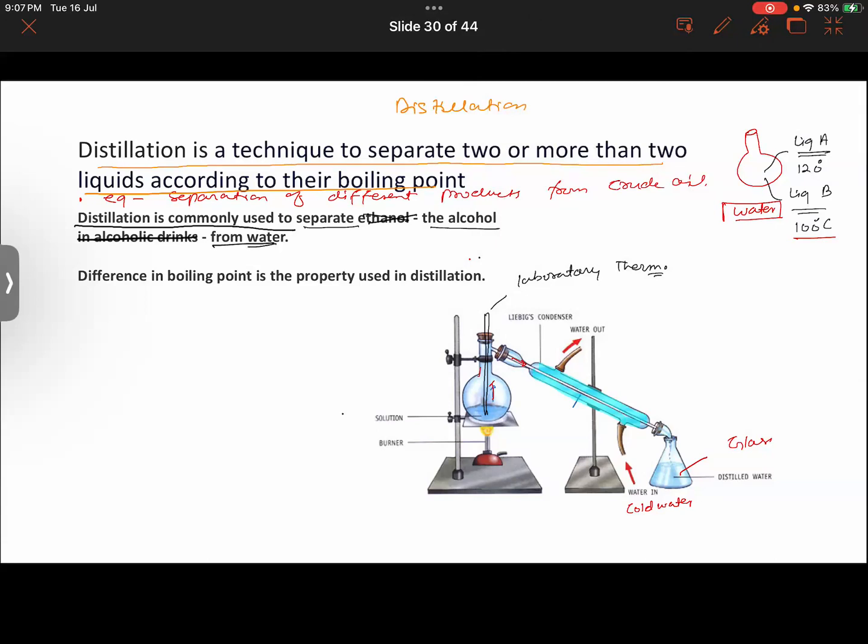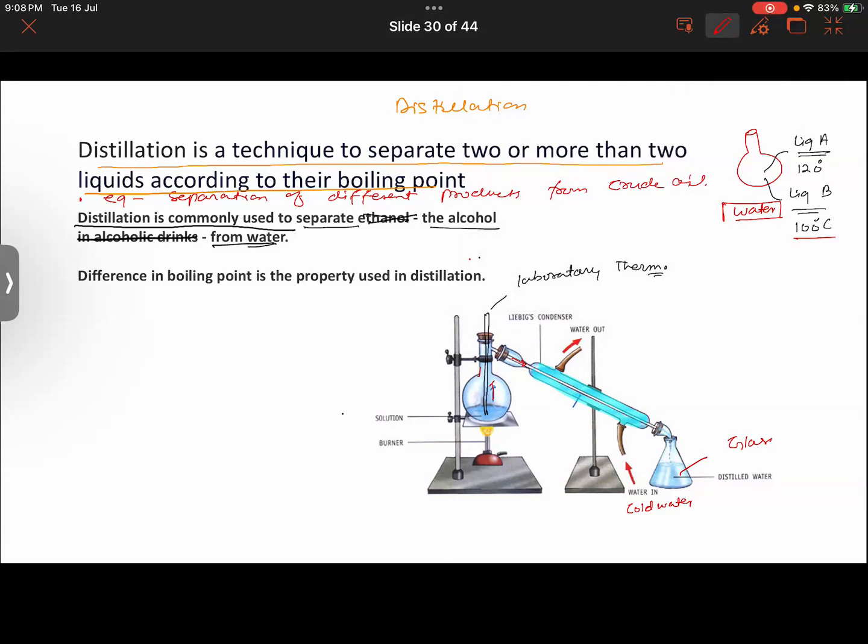See, alcohol and water have different boiling points. Water boils at 100 degrees Celsius, while alcohol boils at just 78 degrees Celsius. So both of them have different boiling points, right? Yes, sir. So when we're doing distillation, we need to put it at the temperature of alcohol.